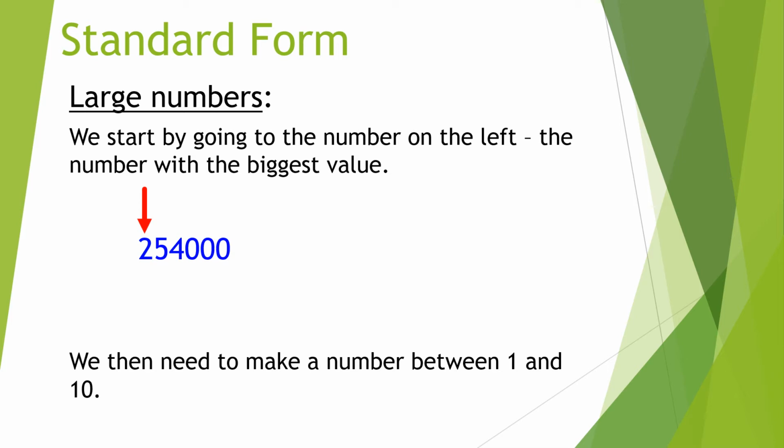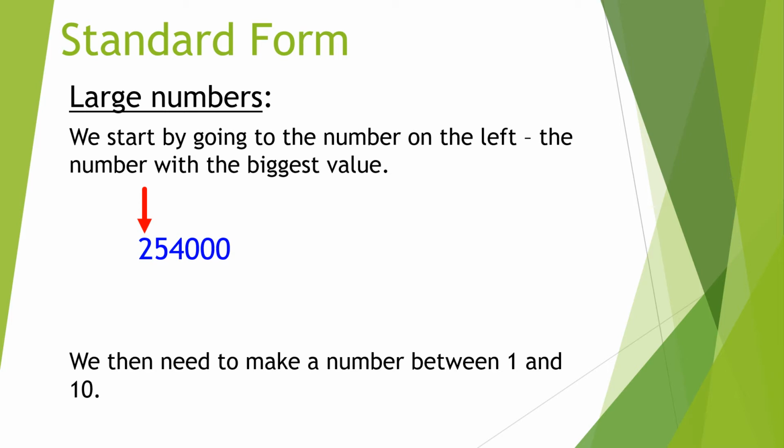So here's an example, 254,000. I'm going to start by going to the number on the left. That's the number with the biggest value. And by biggest value, what I mean is if I look at this number here, this is units, then we go to tens and hundreds, thousands, 10,000s, 100,000s. So by biggest value, I mean we're looking at the bit which has, in this case, hundreds of thousands.